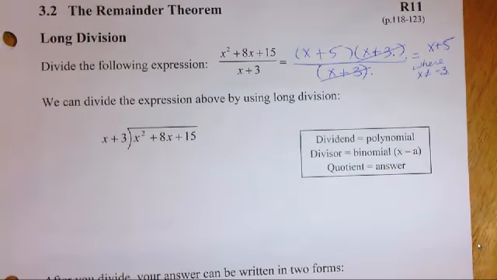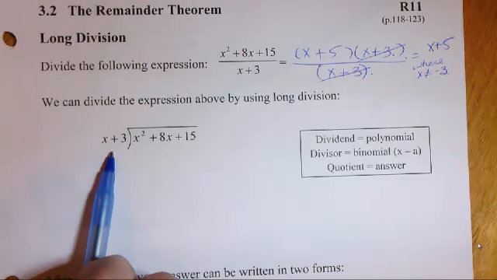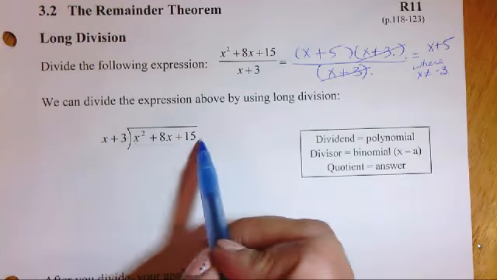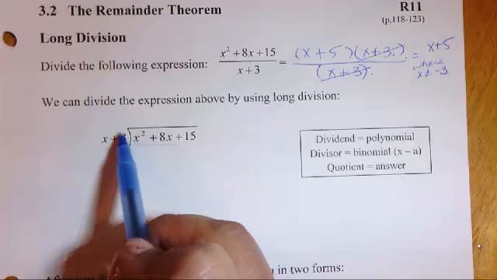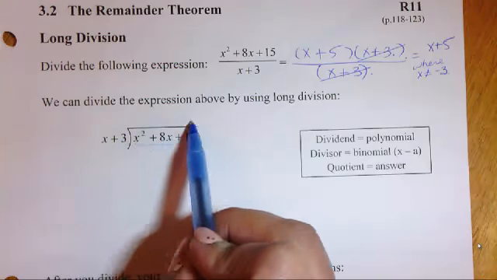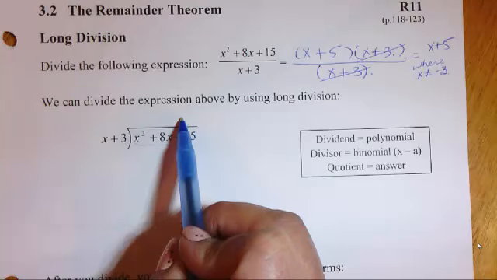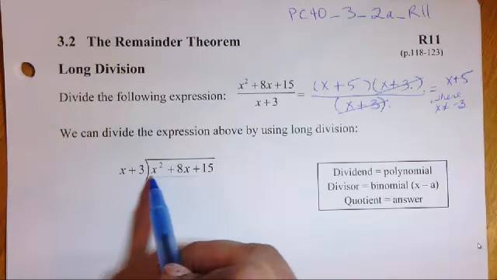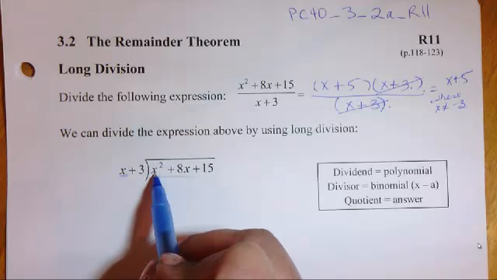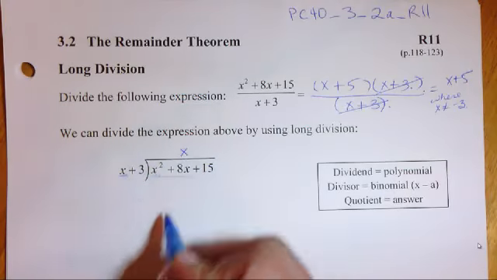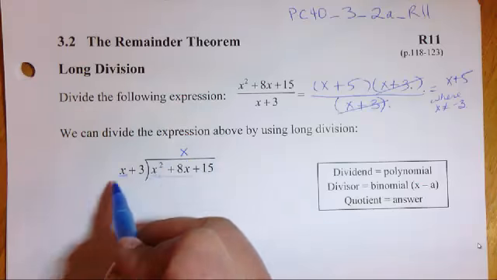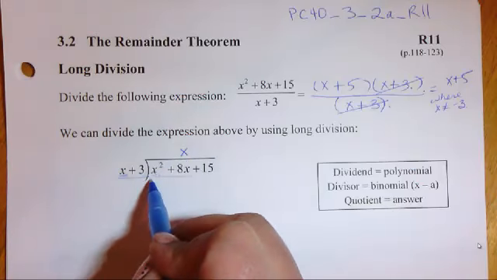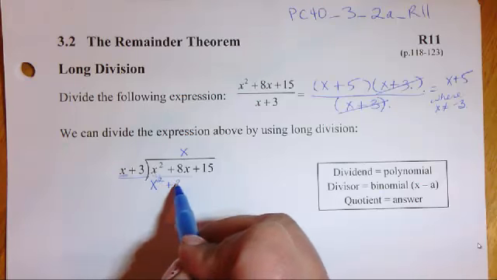Now let's look at the same exact question, but now it's set up a little differently. Just to be clear, this is our dividend, our divisor is this x plus 3, and then our quotient is the answer. That's what's going to end up on top here. First thing we want to do is look at this x and this x squared, and think, what times x is going to give me x squared? Well, that's x. So we place that there, and then we take this x and multiply it through here, and write the answer just below. So it's x squared plus 3x.